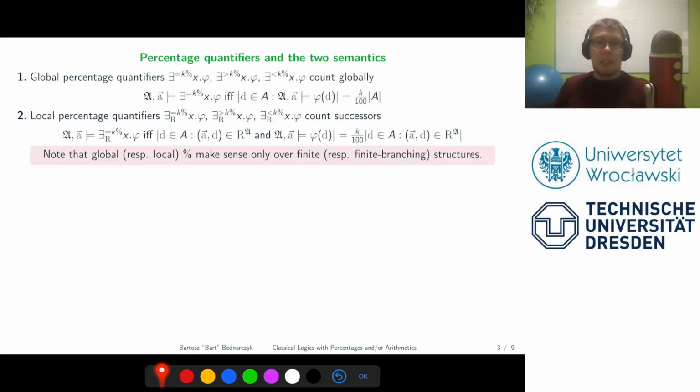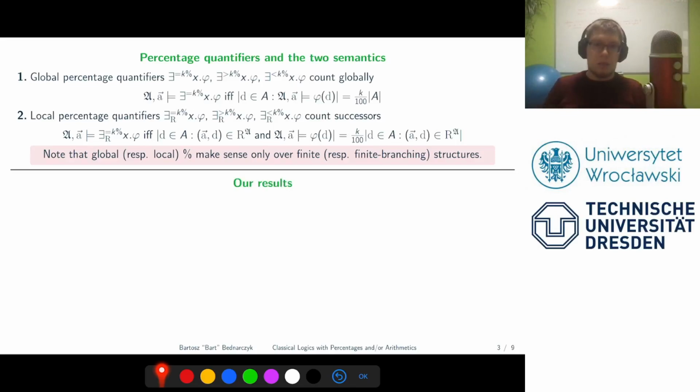And notice that the global and, respectively, local quantifiers make sense only if we have a finite domain or finite branching structures, because it doesn't make sense to have, let's say, 30% of infinitely many elements, because it will be infinite. So over infinite domains everything trivializes, and it doesn't make sense to consider percentage counting. That's why we consider either finite structures or infinite but finite branching structures, in the obvious sense. Our results are as follows.